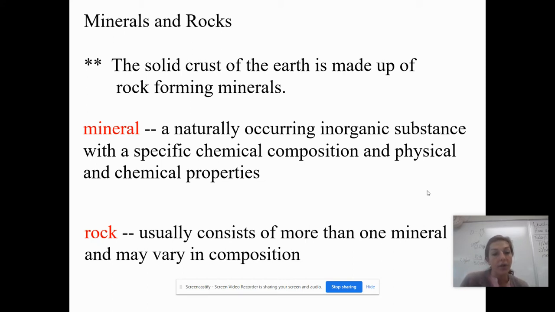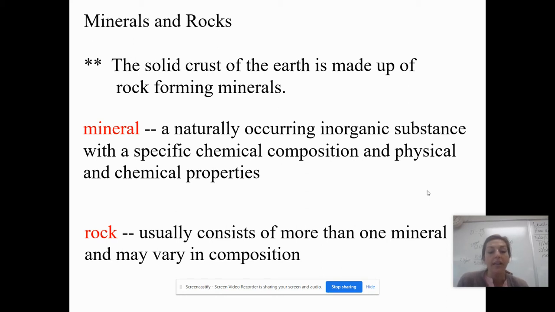Minerals and rocks. So the solid crust of the Earth is made up of all these rock-forming minerals. The definition of a mineral is a naturally occurring inorganic substance with a specific chemical composition and physical and chemical properties. Rock usually consists of more than one mineral and may vary in composition. So let's look at the differences here between a mineral and a rock. One of the major differences is that a mineral has a specific chemical composition, but a rock can vary in composition. Vary comes from the word variety. So there's going to be a variety of different compositions. Composition is what something is made up of. So minerals are made up of a specific composition, okay?